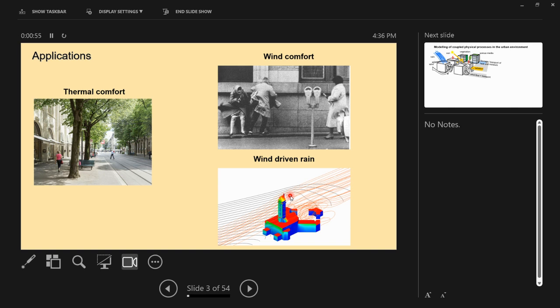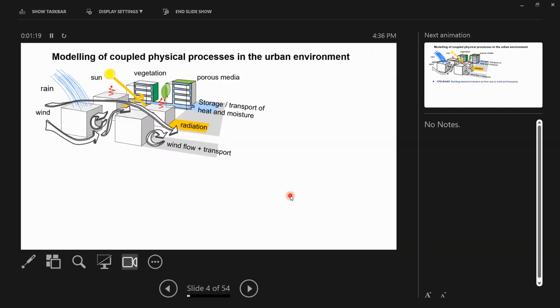I will apply the model to three topics. First to wind comfort, then to wind-driven rain, and finally to thermal comfort. You can ask why I do this. Well, you will see that for wind comfort the methodology already exists for more than 10 years. And I think we can be inspired by this kind of methodology to use it for thermal comfort.